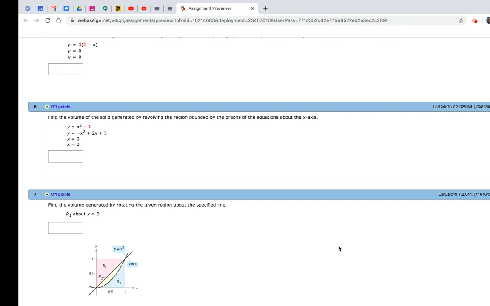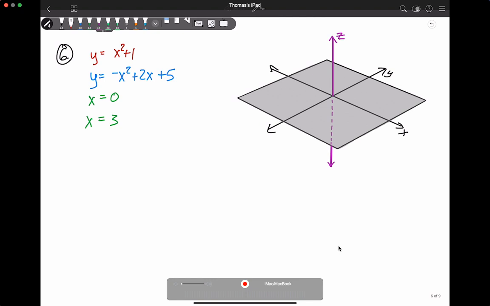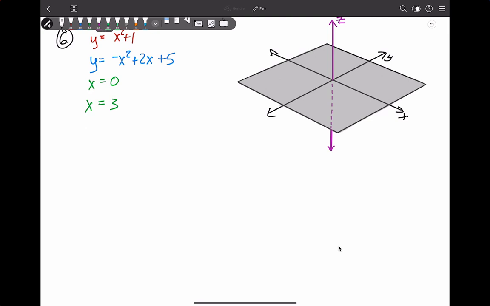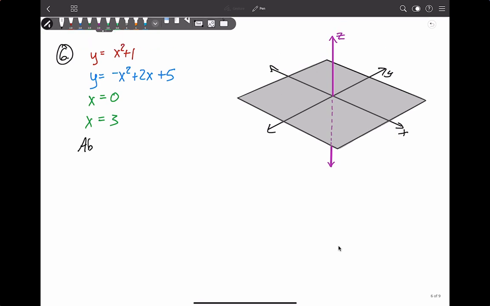So I have on my iPad these 4 equations, and then again, what we're going to do is revolve about the x-axis. So let's go ahead and draw this first one. Y is equal to x squared plus 1.